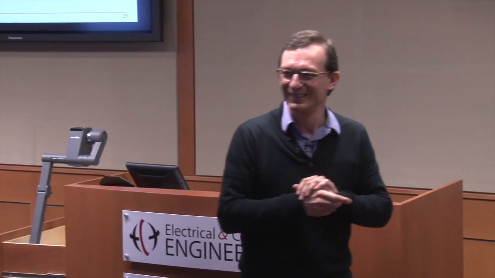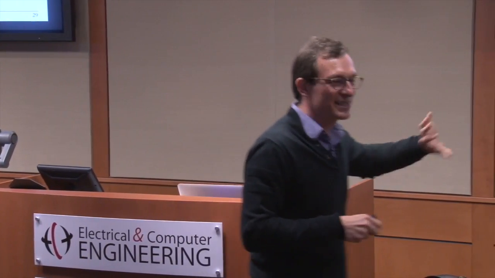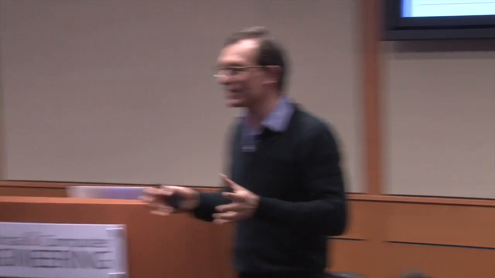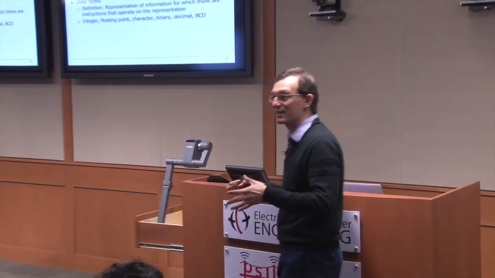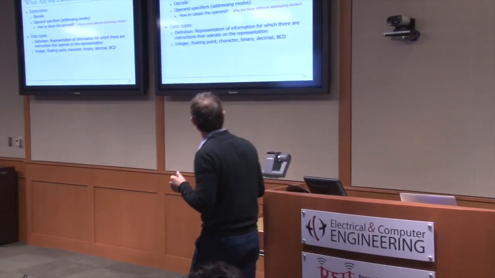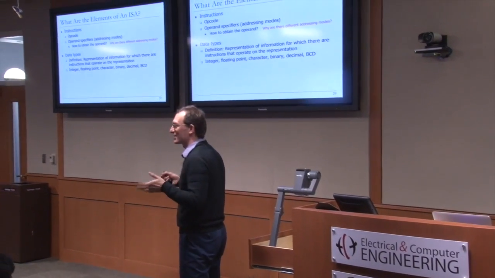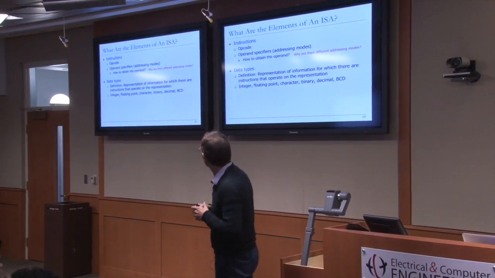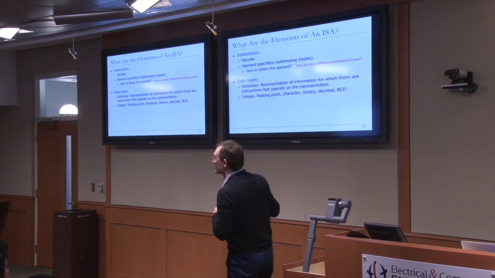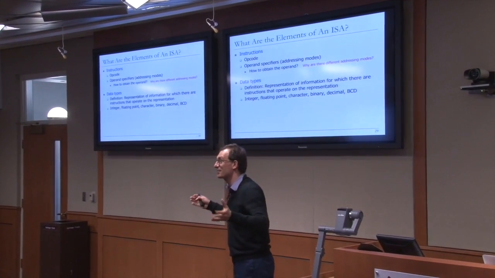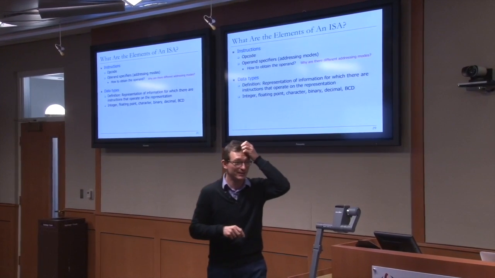What is a data type? Have you guys seen it? You must have seen it in 213. No? Basically, it's a representation of information for which there are instructions in the ISA that operate on that representation, right? Integer is one data type. Floating point is another data type. Character, binary, decimal. These could all be data types, right? You can have a data type decimal.